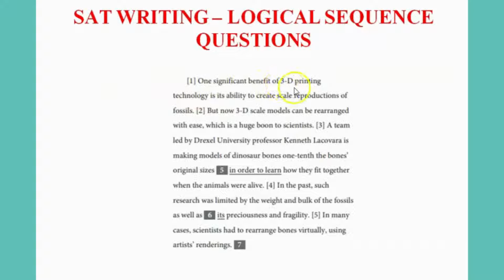One significant benefit of 3D printing technology is its ability to create scaled productions of fossils. But now 3D scale models can be rearranged with ease, which is a huge boon to the scientists. A team led by Drexel University professor Kenneth Lagrova is making models of dinosaur bones 1/10 of the original size in order to learn how they fit together when the animals were alive.